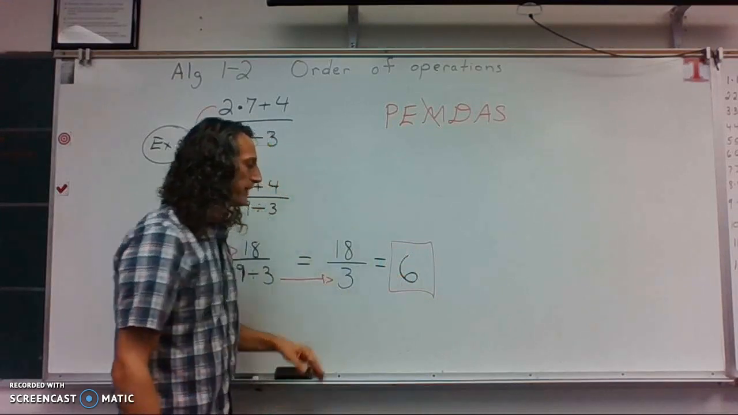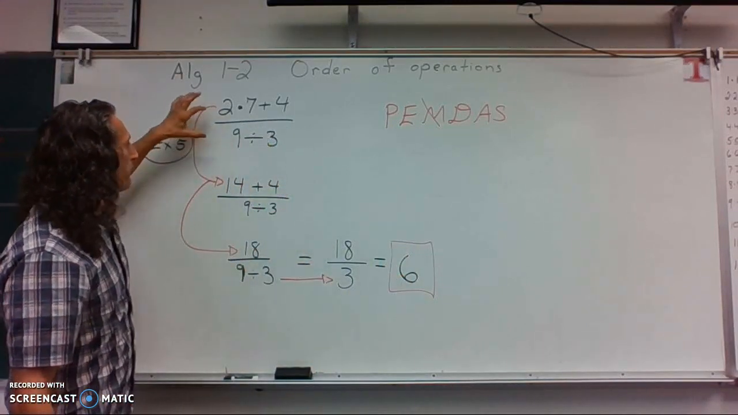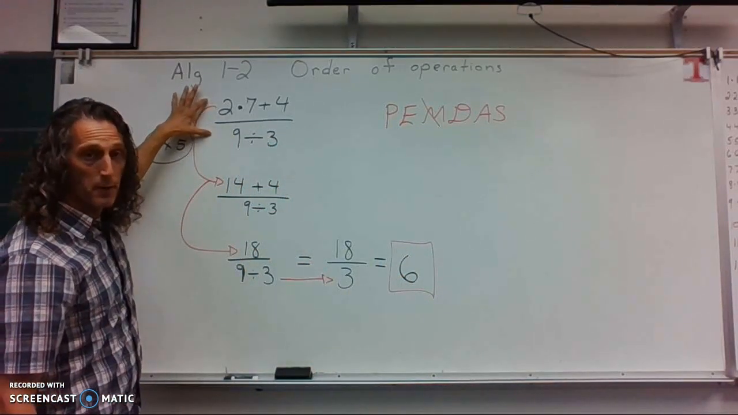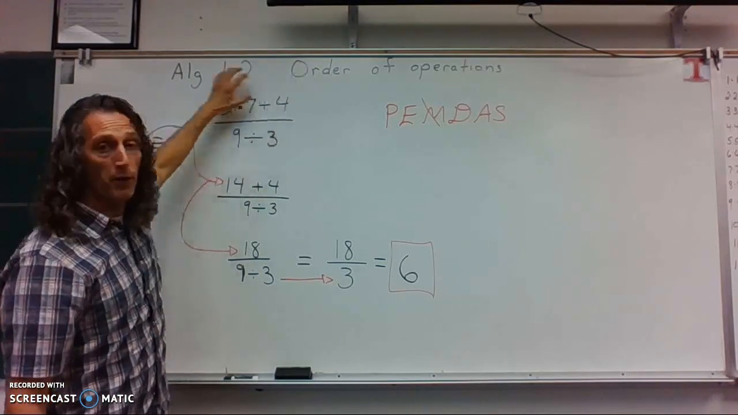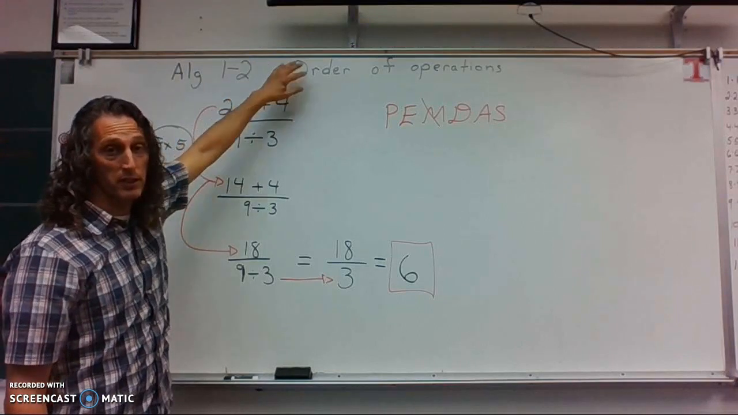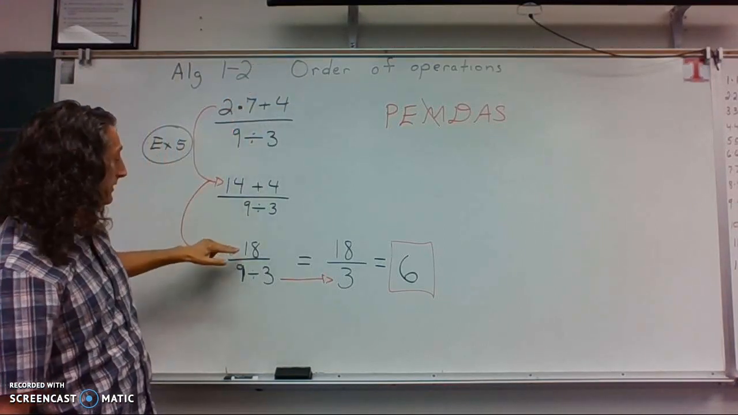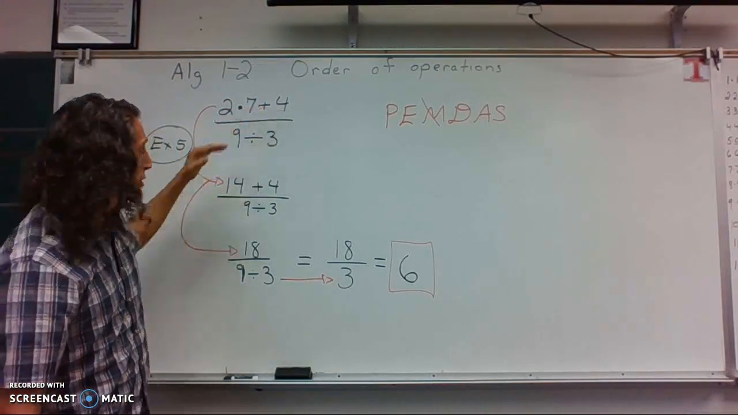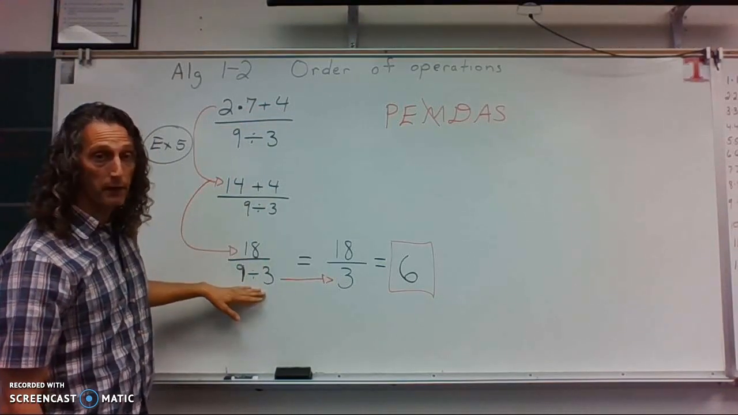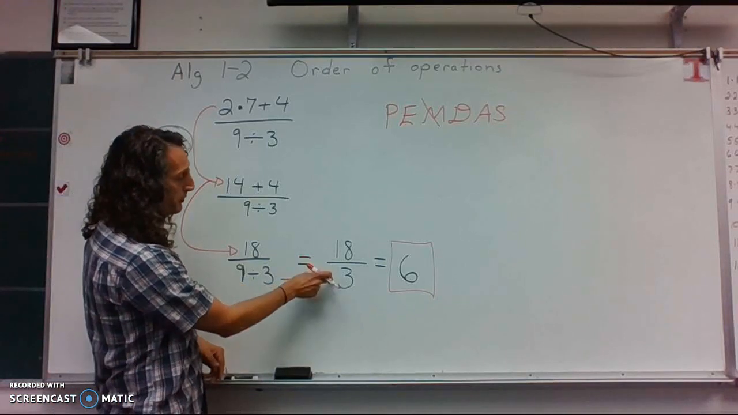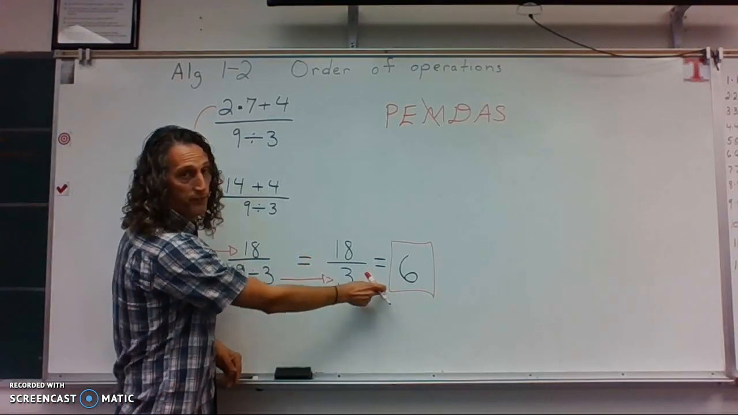So this one example was just to show you that if you get a big fraction with order of operations, do everything on the top first. So almost do PEMDAS just on the top. Get the top done. Then do the bottom. So then do all the PEMDAS on the bottom. And then you'll end up with two numbers and then see if they make a nice division.